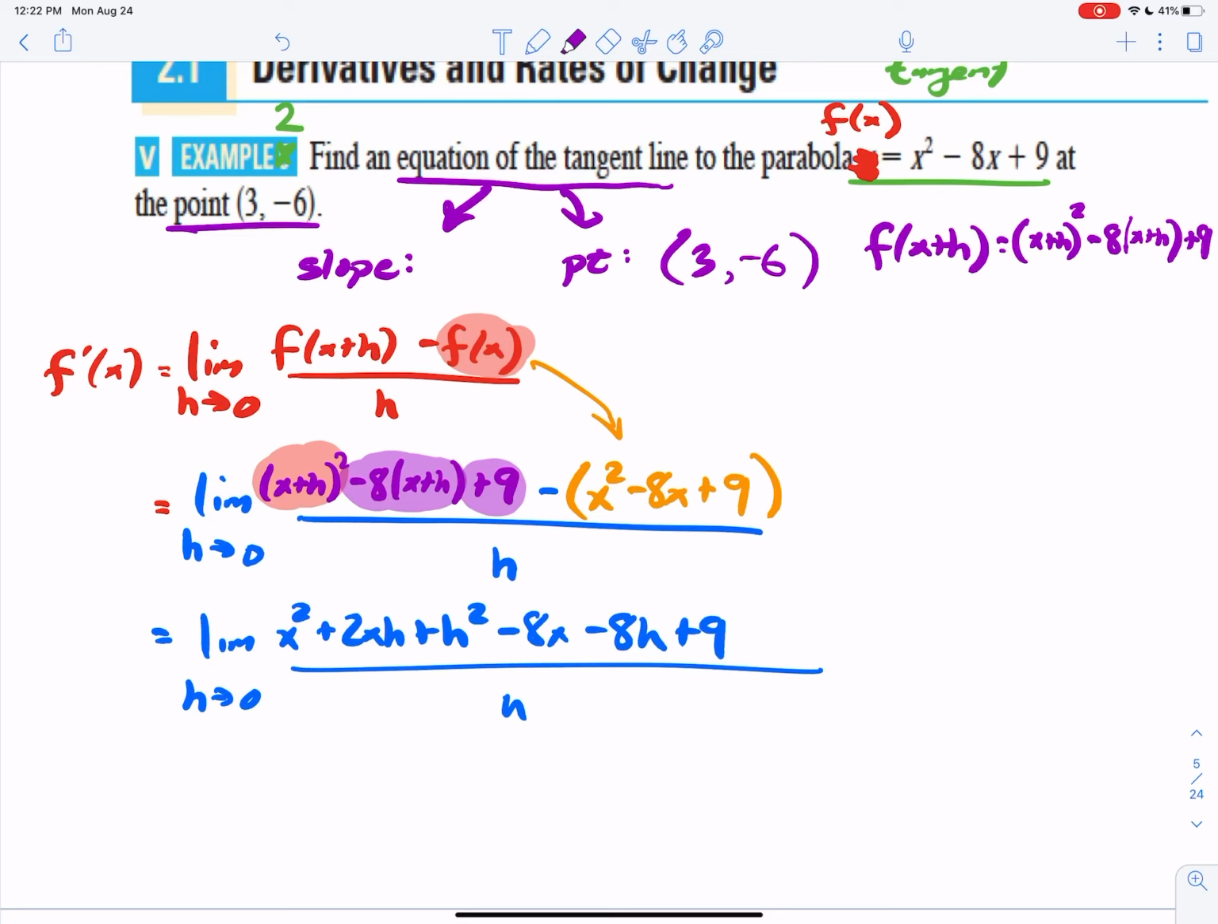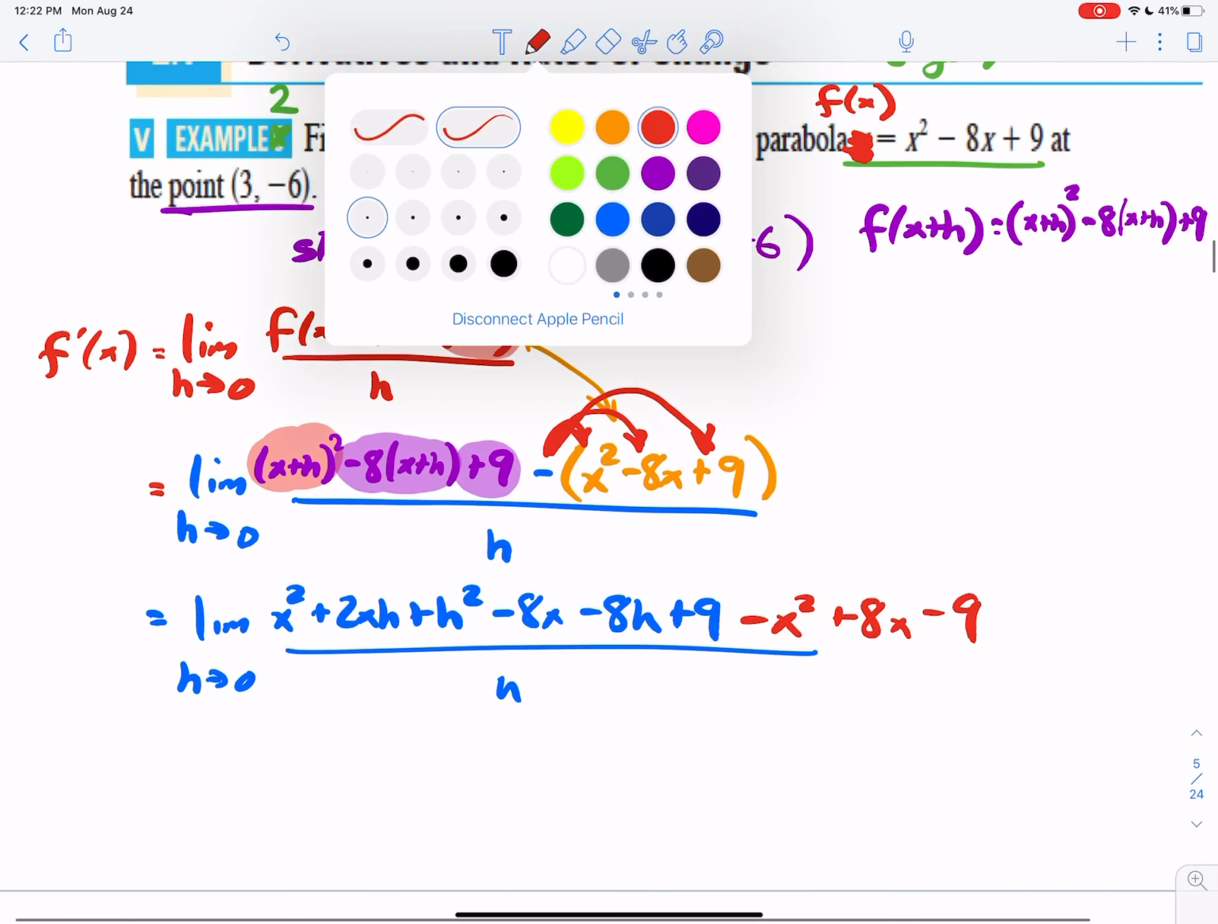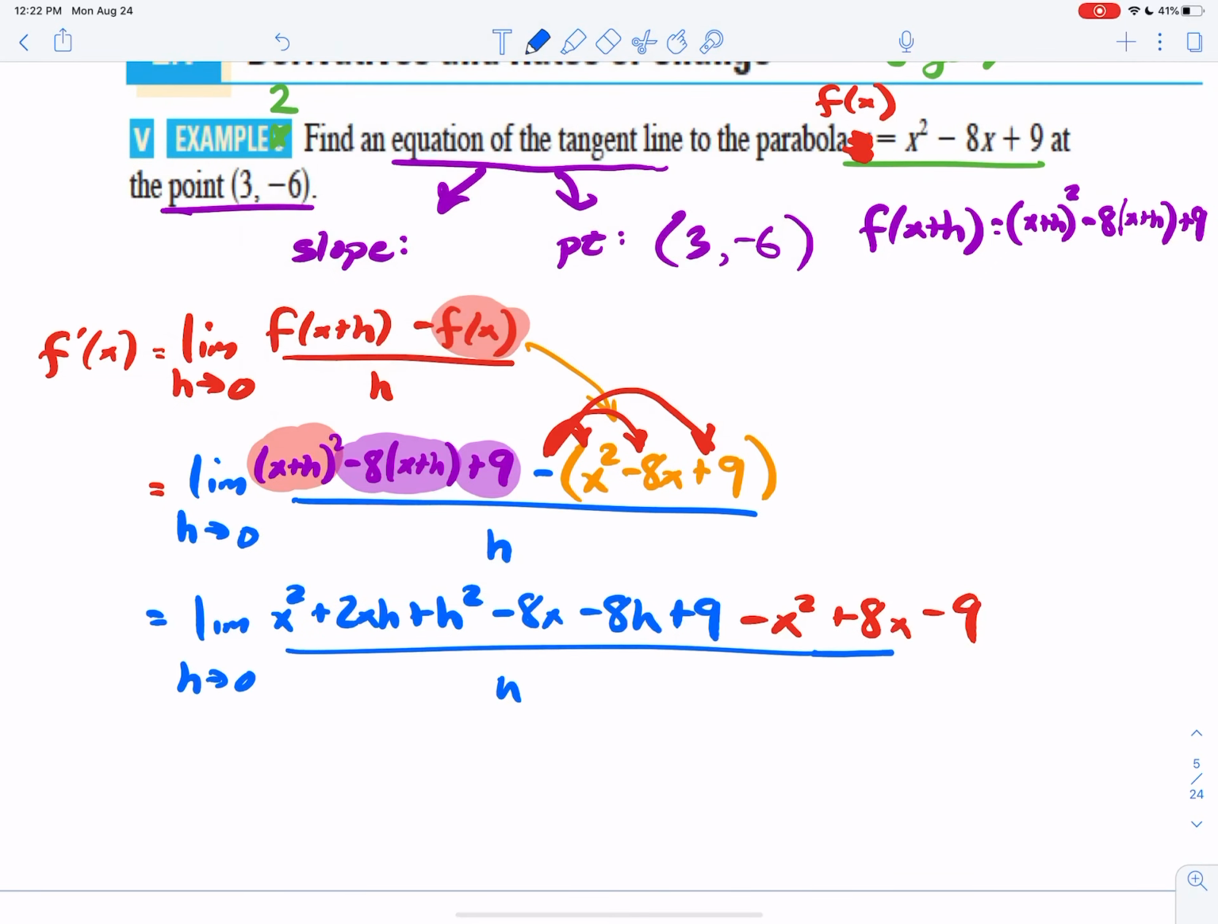Now at the end here, notice how there's a minus sign, so I actually have to distribute that negative into all 3 terms in this case. So here I have minus x squared plus 8x minus the 9. It is lengthy, but just be patient with it, okay? A lot of things go away.